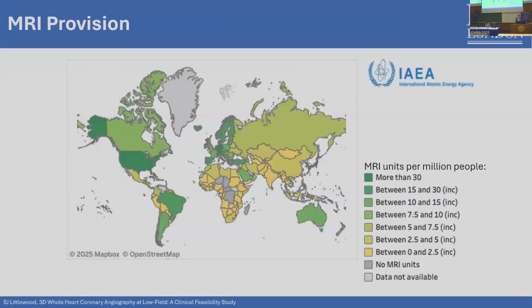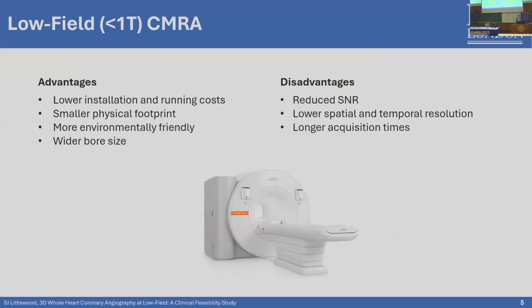However, when we look at this map, we can see that access to MRI is a major problem worldwide, particularly in large parts of Africa and Asia and some parts of South America. Professor Stuber very elegantly outlined the case for low-field CMR.